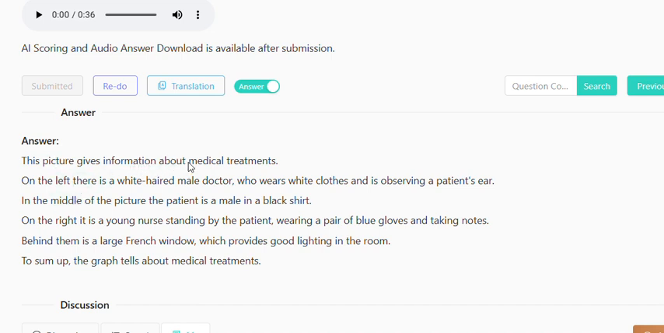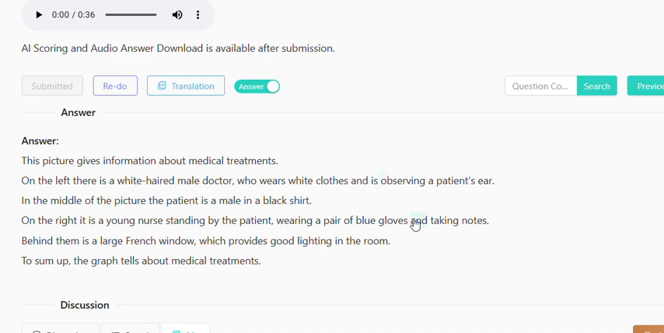The picture gives information about medical treatment. On the left, there is a white-haired male doctor who wears white clothes and is observing a patient's ear. In the middle of the picture, the patient is a male in the black shirt. On the right side, a young nurse standing by the patient wearing a pair of blue gloves and taking notes. Behind them is a large French window which provides good lighting in the room.